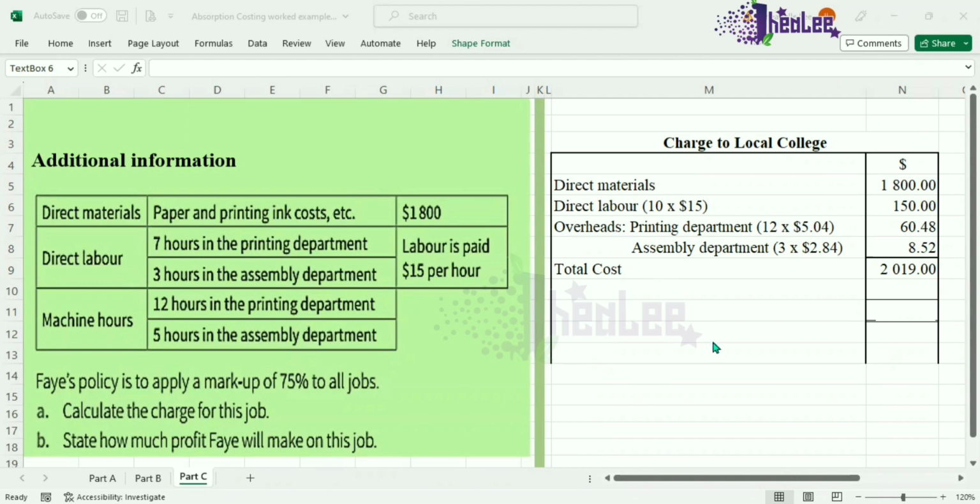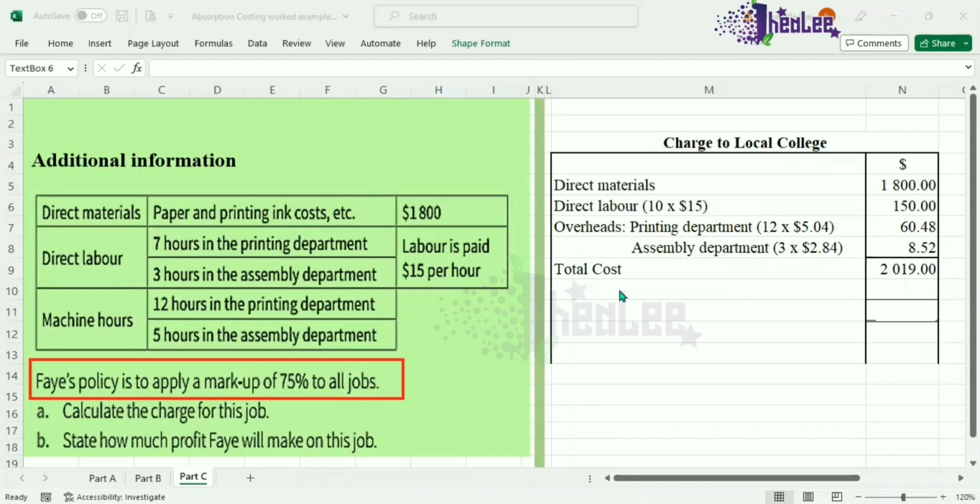Now that we have the total cost, we need to determine how much FAE is going to charge the local college. And the information that we have, along with the total cost, is that FAE's policy is to apply a markup of 75% to all jobs. So what this is saying is that FAE is going to add 75% to the total cost to determine the final price for the job.